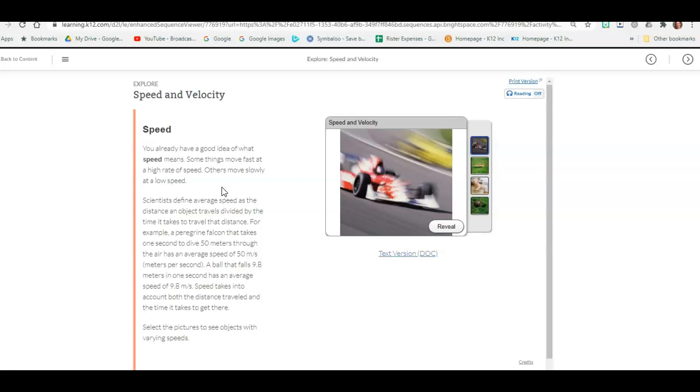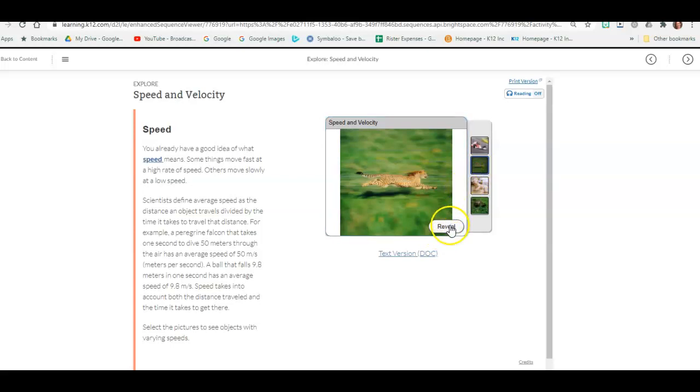Speed takes into account both the distance traveled and the time it takes to get there. Select the pictures to see objects with varying speeds. So here you can take a look at things like race cars and jaguars. So all kinds of things there for you to look at.